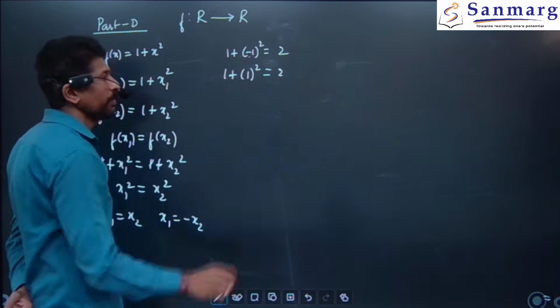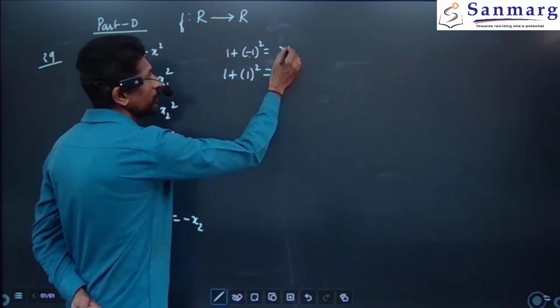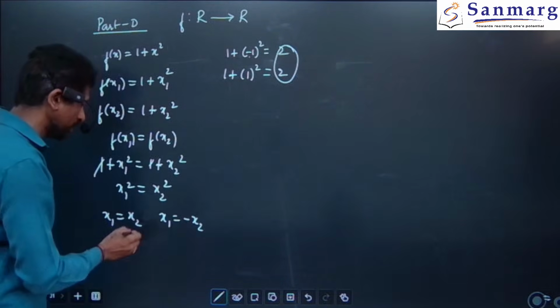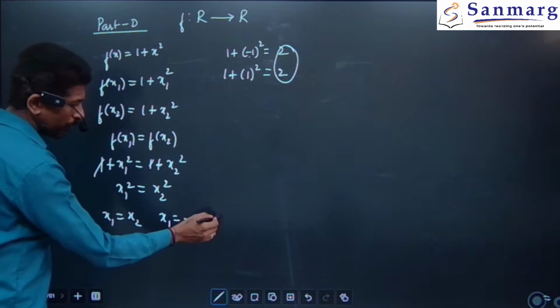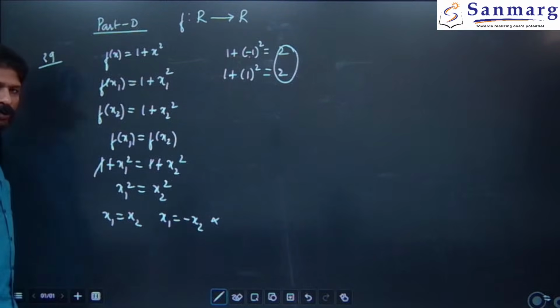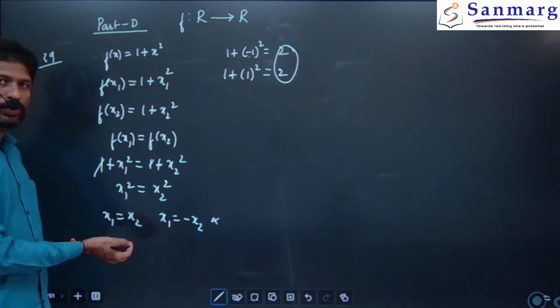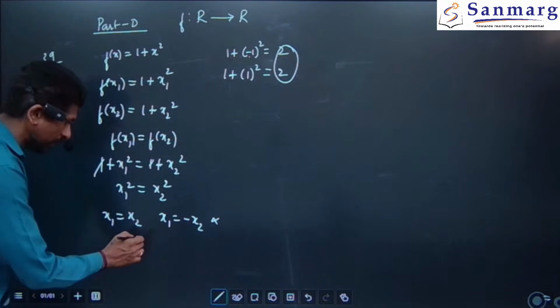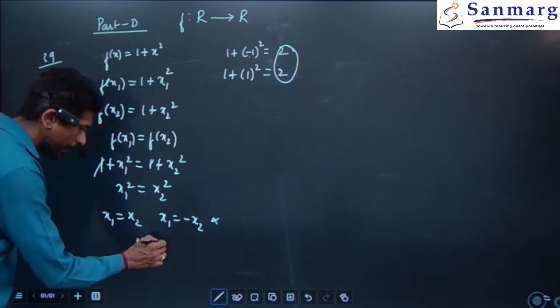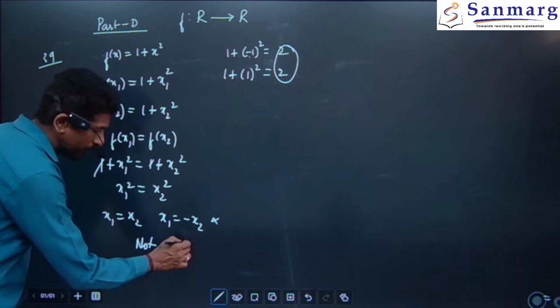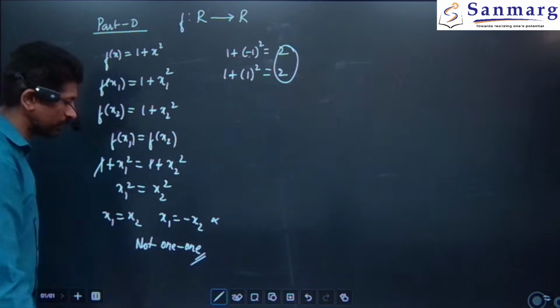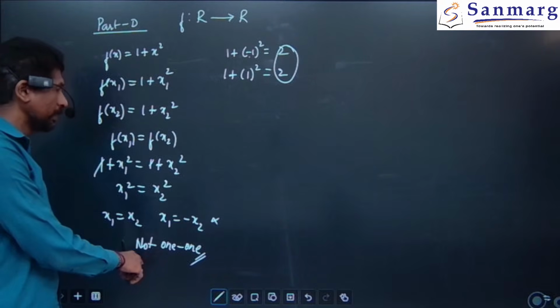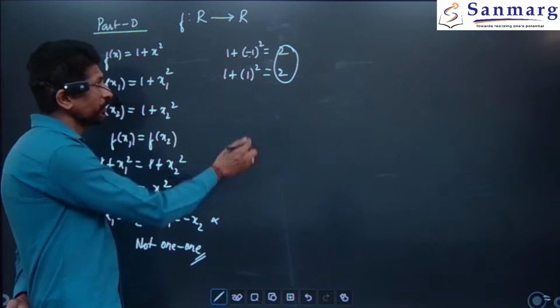So for two pre-images, the image is 2 itself, therefore this is not possible. Only if one image is there for each pre-image is it a one-one function. So by considering this, it is not a one-one function. If they ask you to justify your answer, you can give the example.